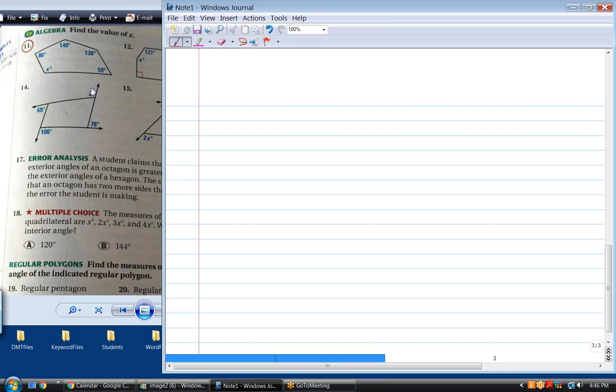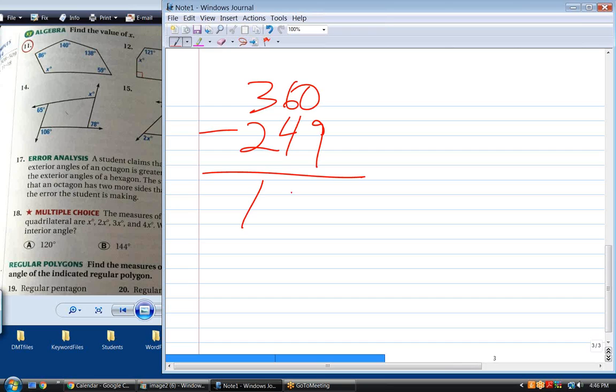Okay. The sum of that plus that plus that plus that has to equal 360. Okay, so what's the sum of those 3 numbers? 249. So 360 minus 249, 111, and again, that looks like about a 111 degree angle.